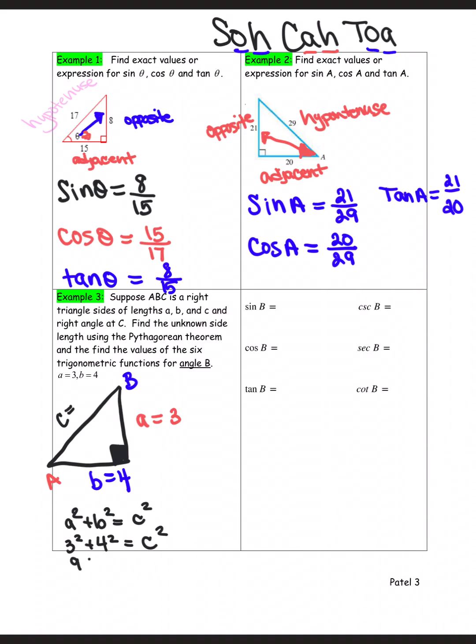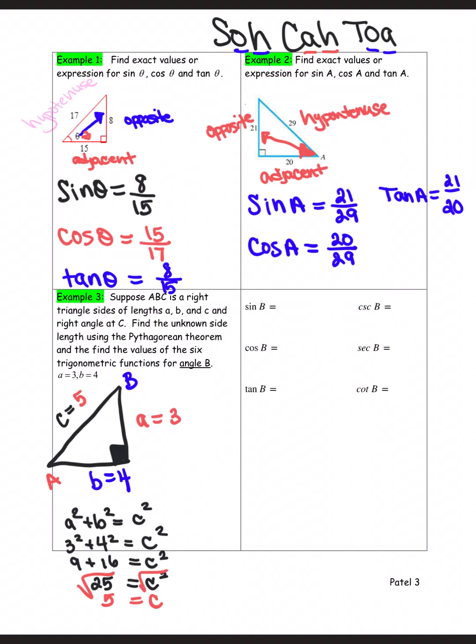3 squared is 9, 4 squared is 16, equals C squared. 9 plus 16 is 25 equals C squared. And then we're going to take the square root of both sides. Now, I do want to point out that because this is a triangle, C is only equal to 5. But normally when we take the square root of both sides, it's plus or minus 5, and then you have to decide on a sign. But in this case, it has to be positive because it's a triangle.